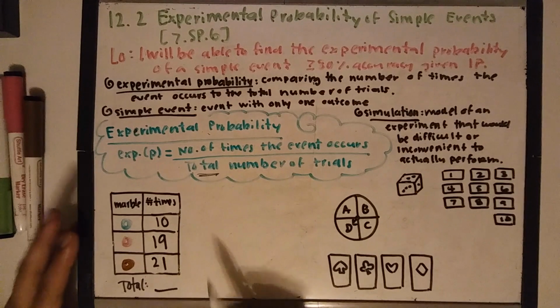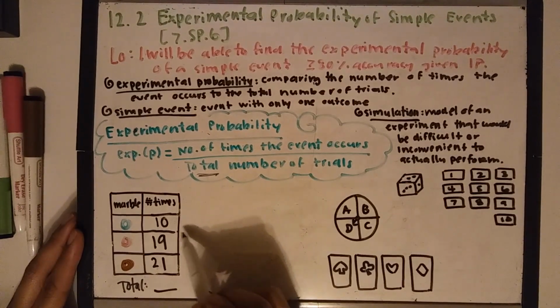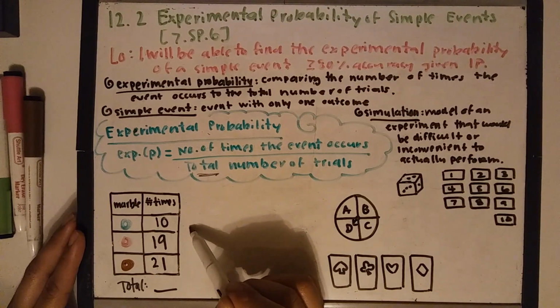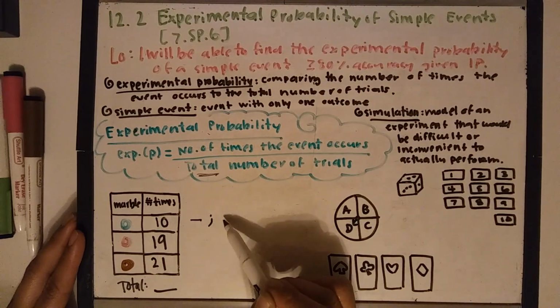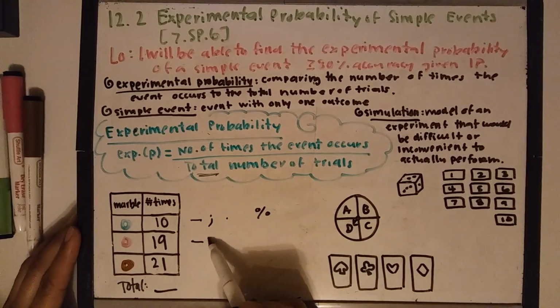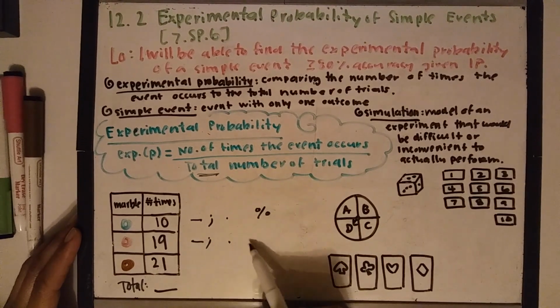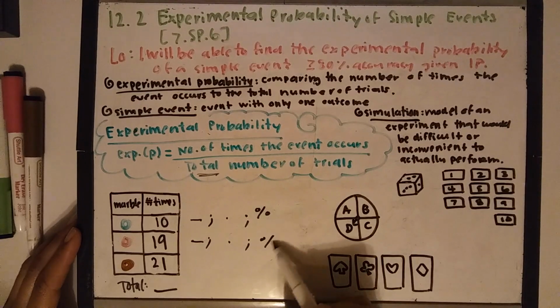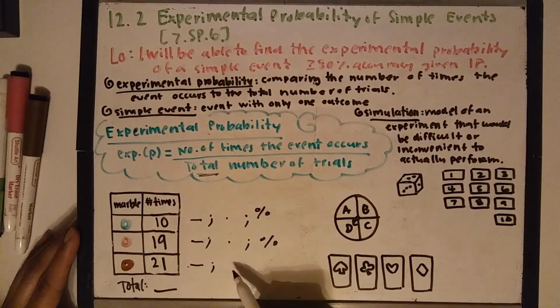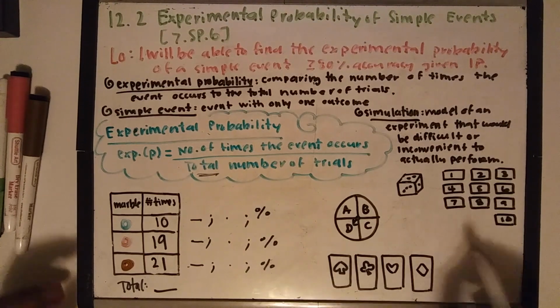So go ahead and give me the experimental probability of pulling out a green marble in fraction, decimal, and percentage. Pink marble: fraction in simplest form, decimal, and percentage. Brown marble: fraction, decimal, percentage. Okay, let's come over here.